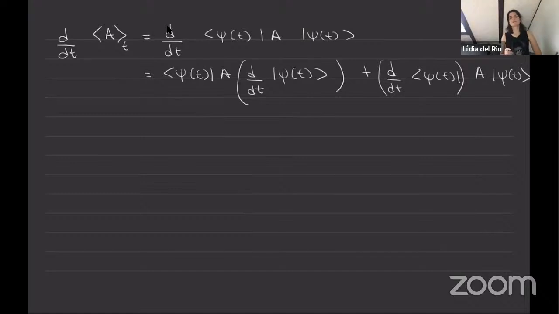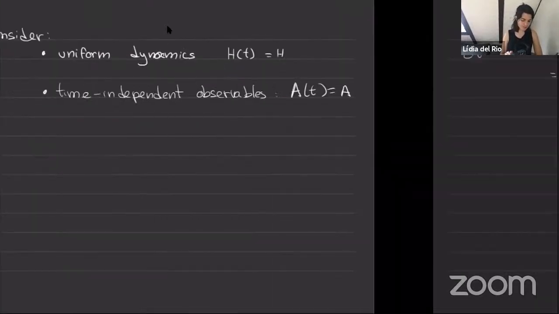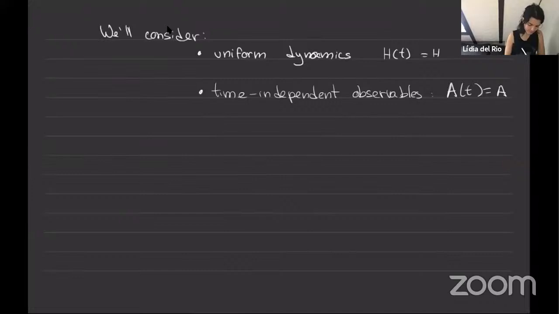Okay. So now we need to do something about these derivatives, and we'll just plug in Schrodinger's equation. So I'll just write it here. Remember, Schrodinger's equation. And we just write it with all the constants on one side.